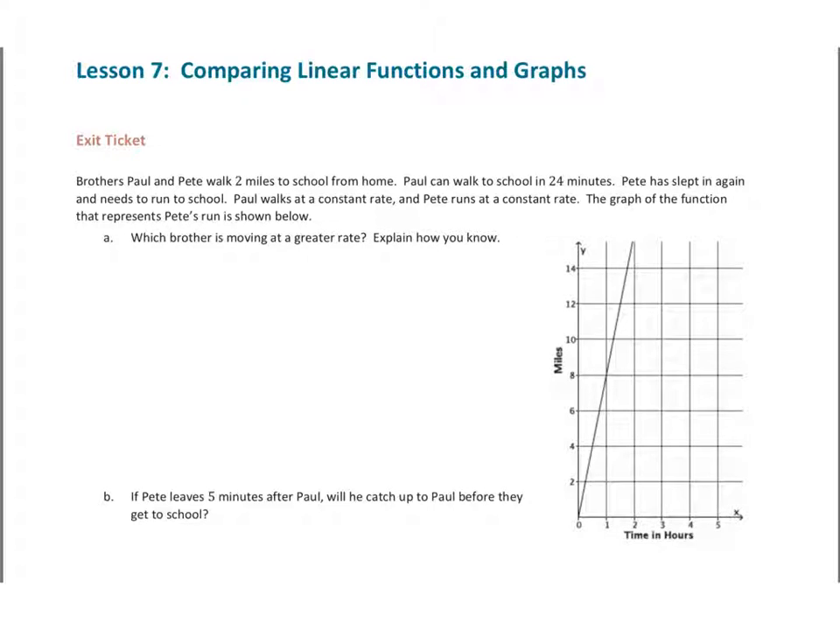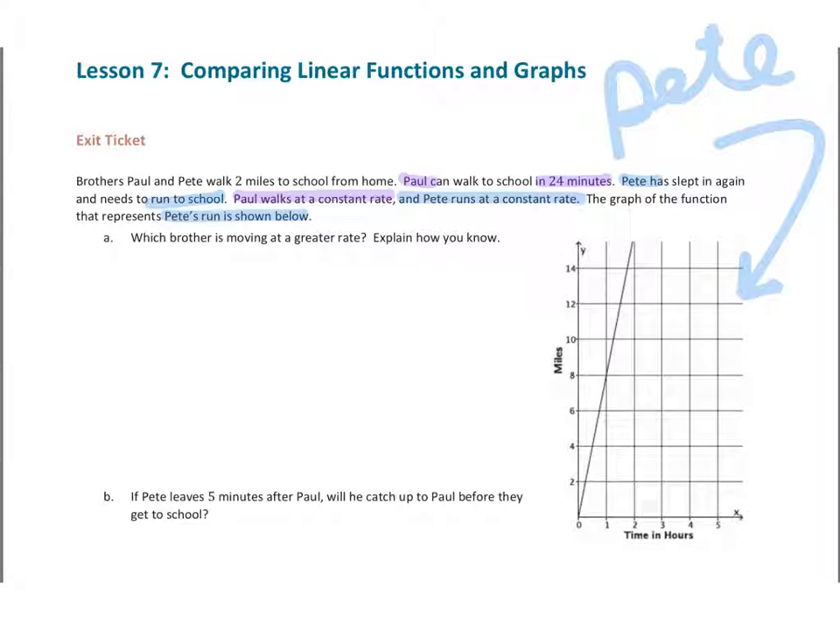So here, this is actually the exit ticket for this lesson, and let's get some context in the problem. It says, brothers Paul and Pete walk 2 miles to school from home. Paul can walk to school in 24 minutes. Pete has slept in again and needs to run to school. Paul walks at a constant rate, and Pete runs at a constant rate. The graph of the function that represents Pete's run is shown below. So this graph is Pete.